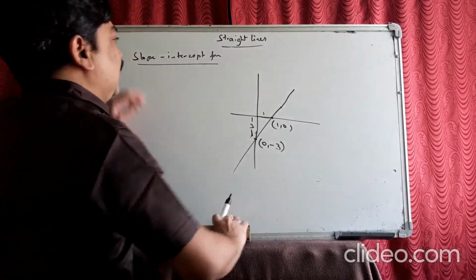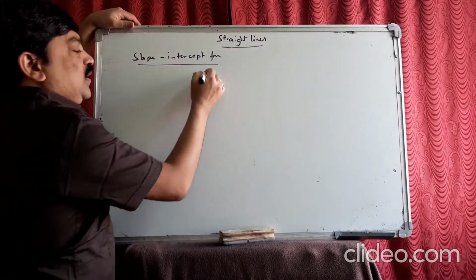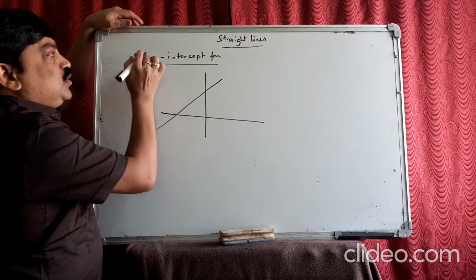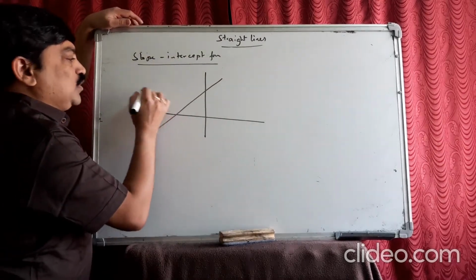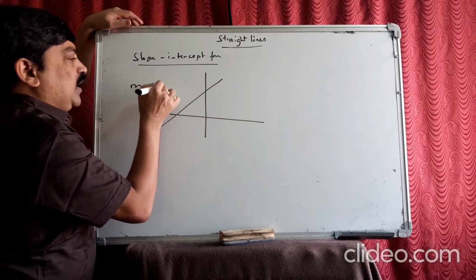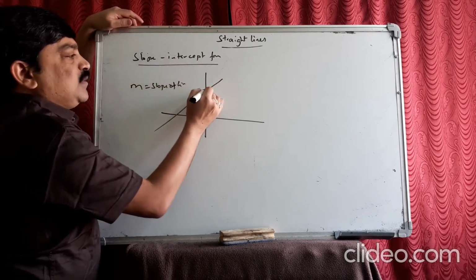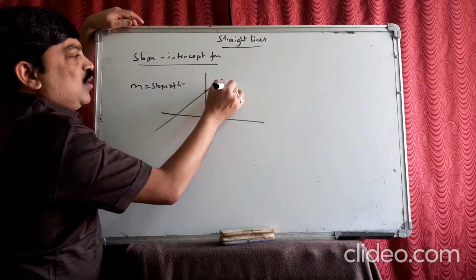Okay. Now here in slope intercept form, what you will have, I'll tell you. Suppose there is a line like this. So slope intercept means what is available to you? One, slope of the line. M is equal to the slope of the line is available. And intercept means one intercept will be available. This length is c. If this length is c, the point is (0, c).